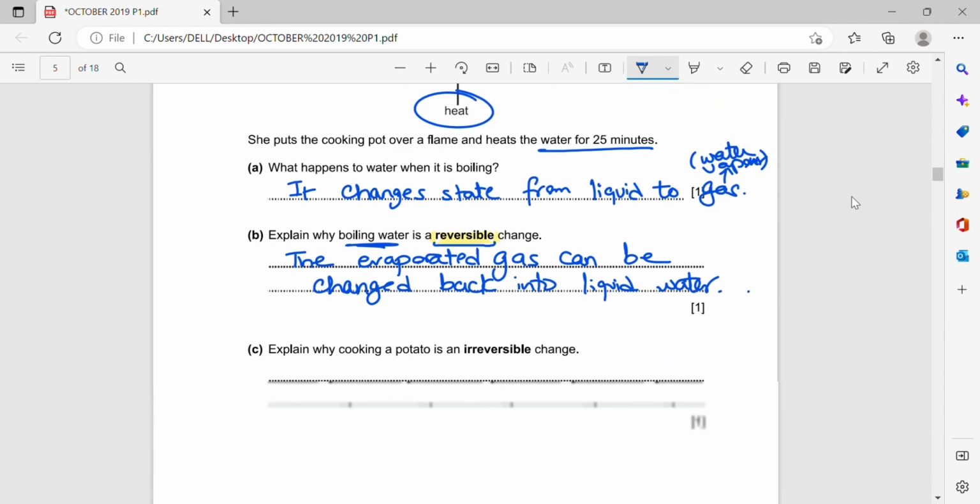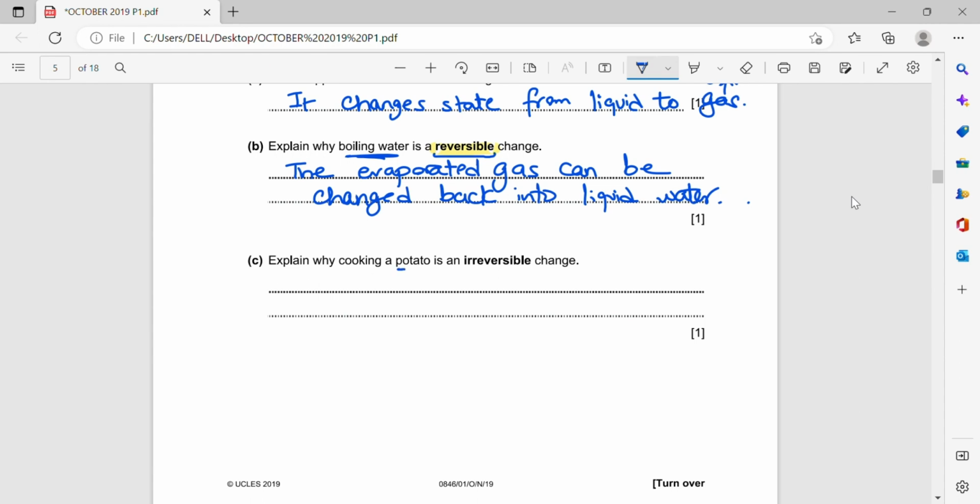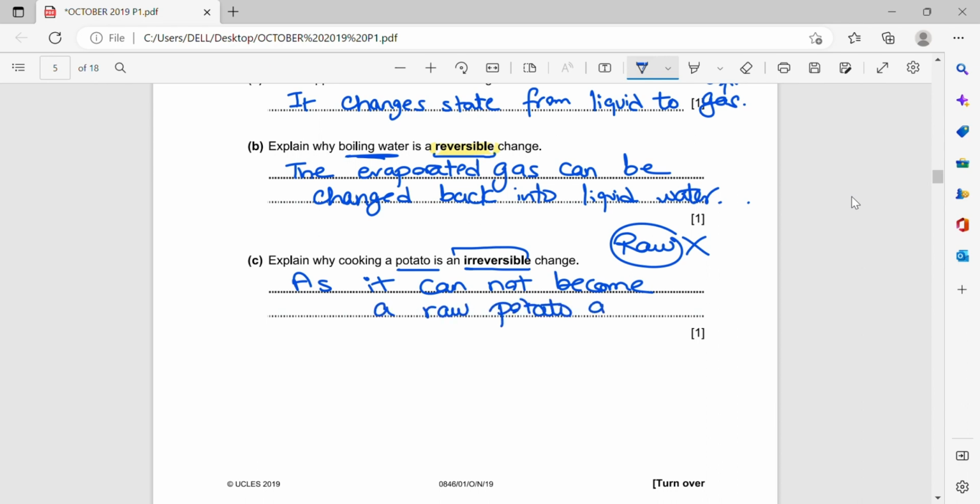Okay. Next question. Why is cooking a potato an irreversible change? After I cook a potato, can I get back the raw potato? No. So cooking a potato is an irreversible change because you cannot get back the raw potato again. So the answer is as it cannot become a raw potato again.